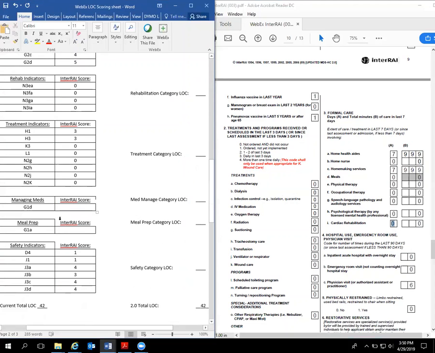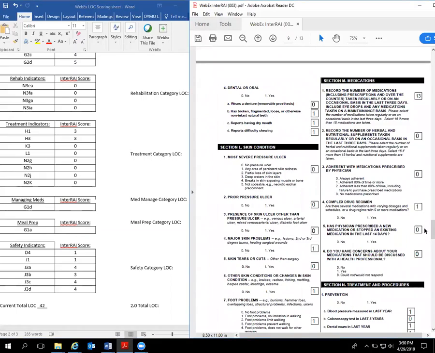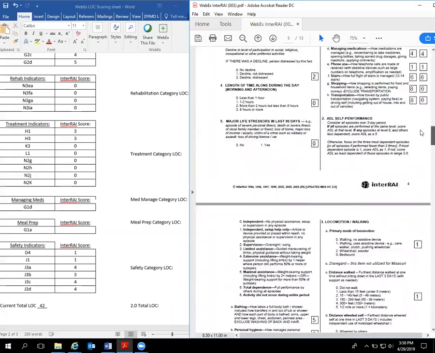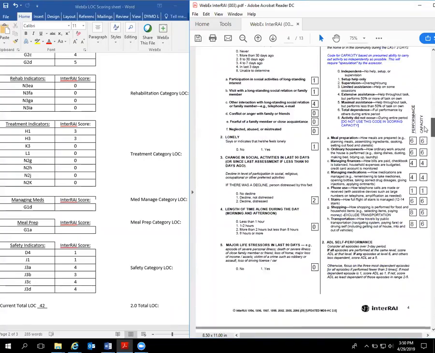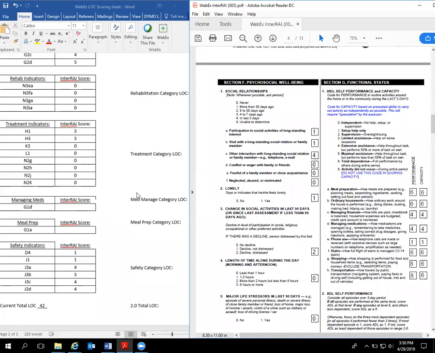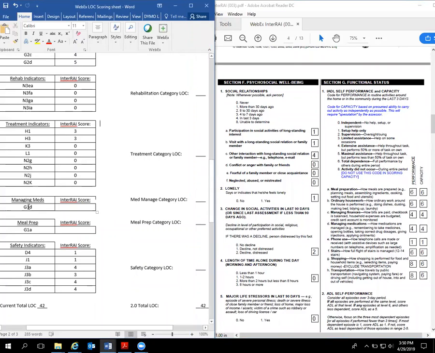And then the other two that are a little tricky that I want to go through together are med management and meal prep. And both of these categories only have one indicator each, so that makes them pretty simple, but there is a tricky component to those. So let's go through those together. So you'll see that both of these are in the G1 section, so G1. And the scoring in this section has two columns.